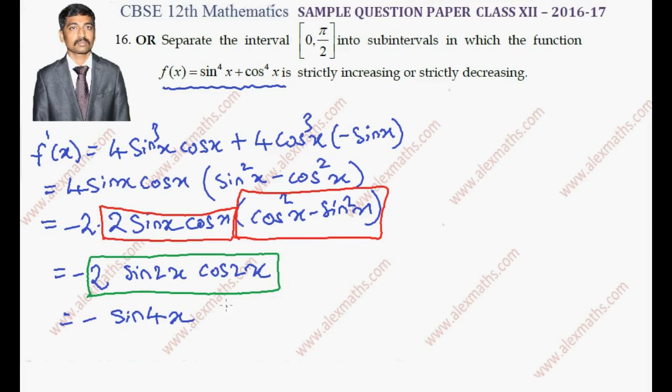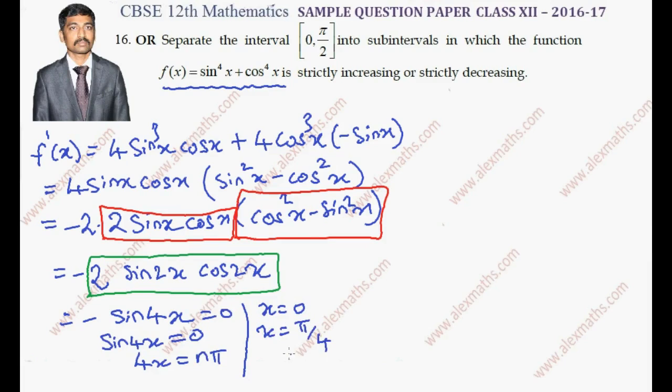As per the procedure, f dash of x should be equated to 0 to get the x value. So we get sin 4x equal to 0. Only with the multiples of pi, sin is 0. So this 4x is nothing but n pi. If I take different values for n, when n is equal to 0, then x will become 0. When n is equal to 1, then x will become pi by 4. When n is equal to 2, then x will become pi by 2.